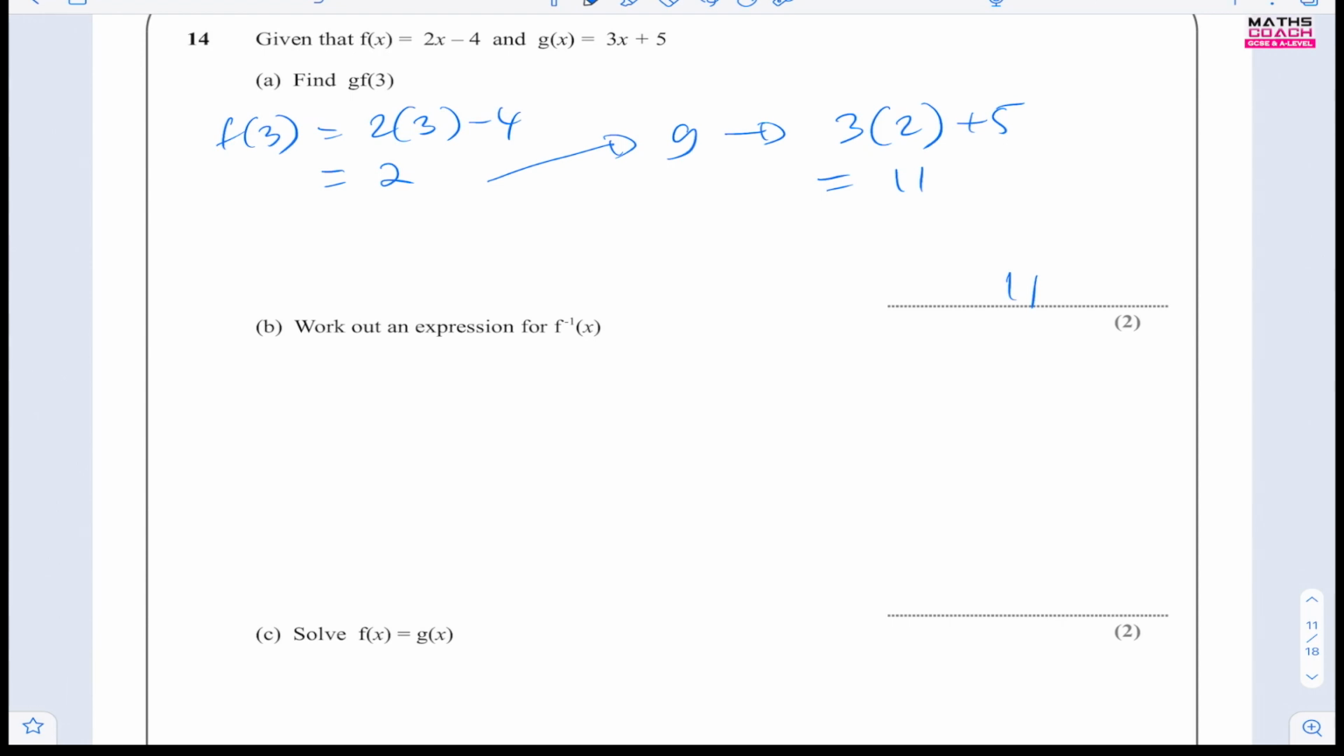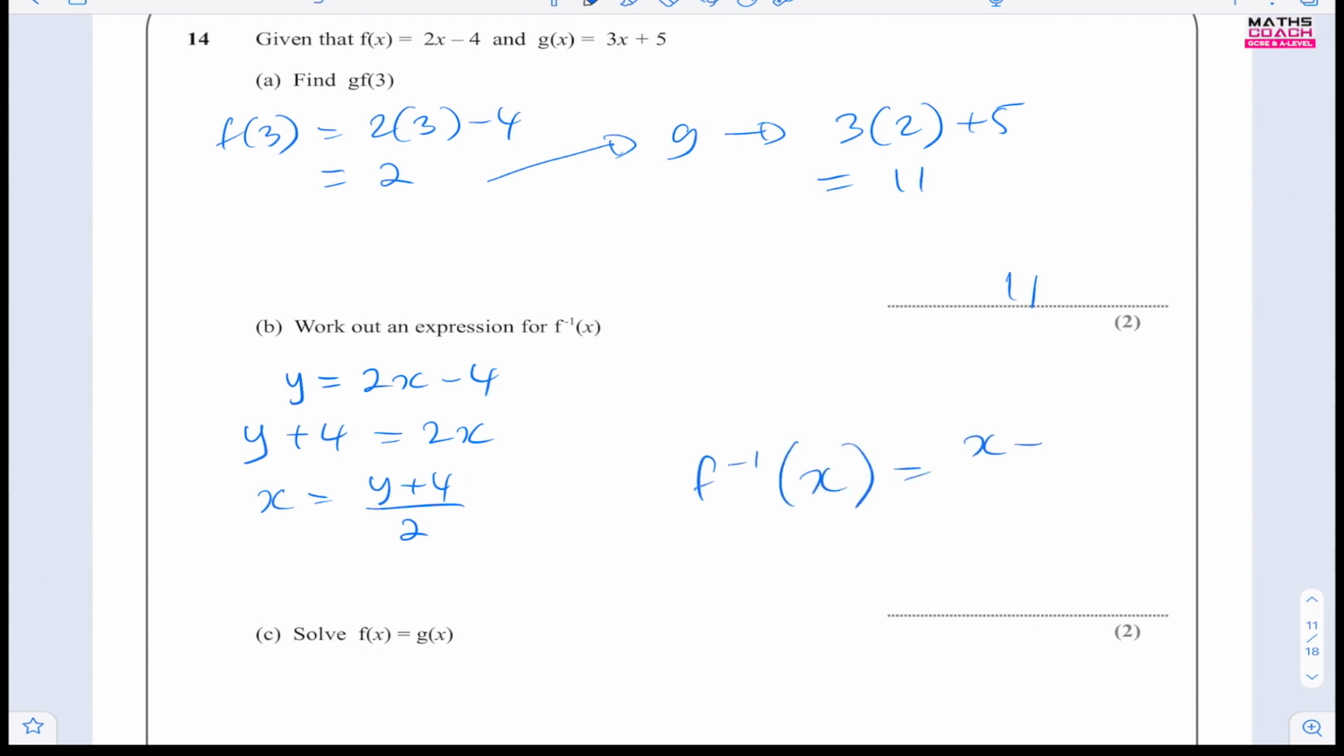Part B, it says work out an expression for the inverse of f. So what we can do is, instead of writing f of x, we can write down y. So y is equal to 2x minus 4, and all we are going to do is make x our subject. So we can take the 4 over to the other side, giving us y plus 4 equals 2x, and x is going to be y plus 4 divided by 2. So the inverse of f of x is going to be x plus 4 over 2. We're just replacing the y with the x.